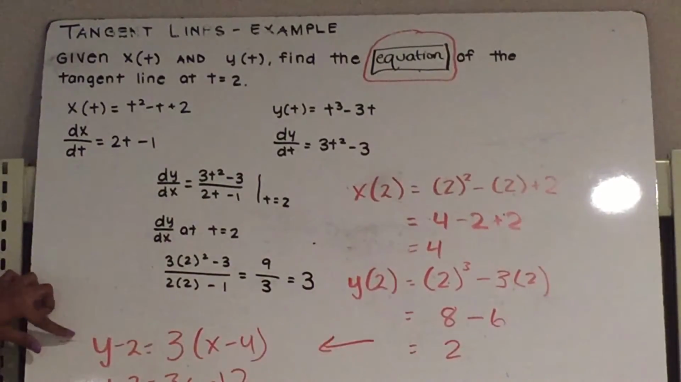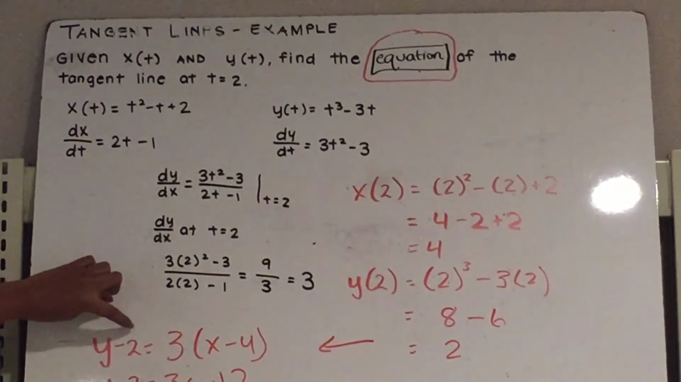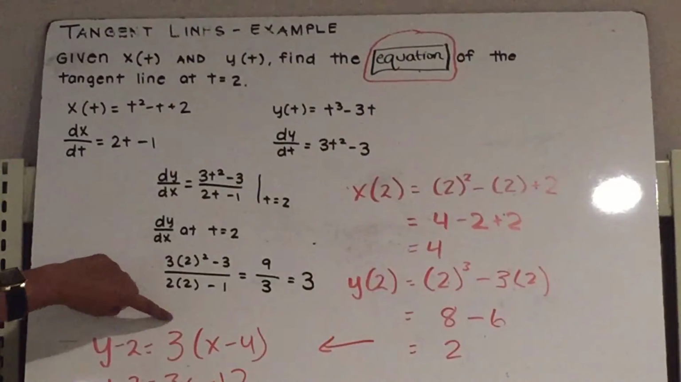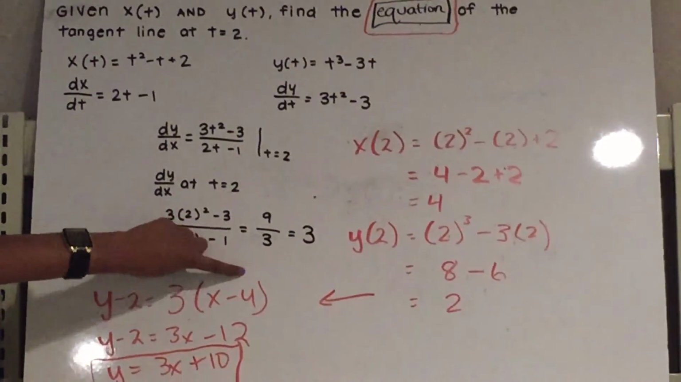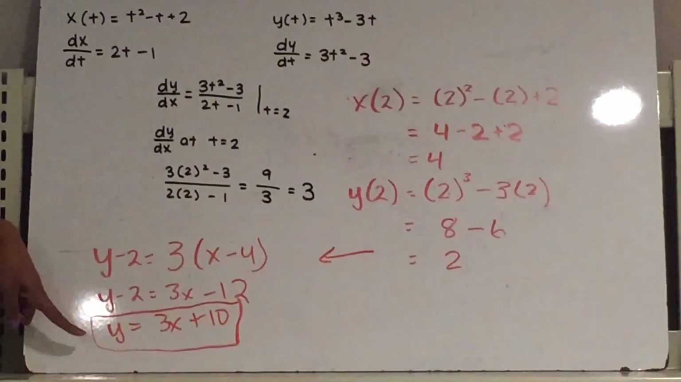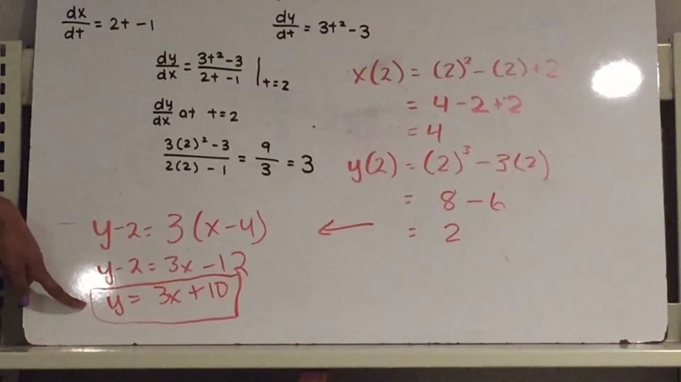From here, you need to plug it into point slope form. So you have y minus 2, so this is your y value, equals your slope times x minus your x value, so that's 4. And if you simplify it out, you'll get y equals 3x plus 10.